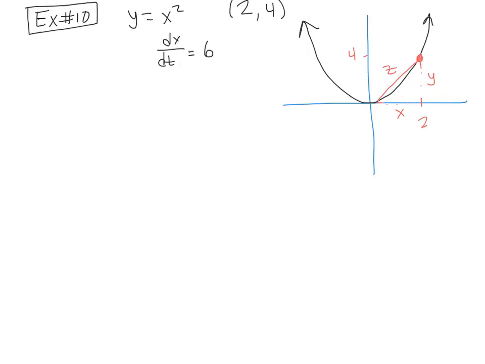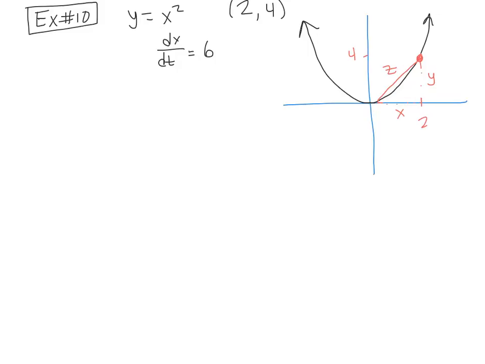Alright, jumping back to example number 10. Somehow I missed getting that one in the notes. You're given this situation where you have a parabola, y equals x squared, and you are looking particularly when a particle is moving along this path and it's at the point (2, 4). So I put that on the picture.